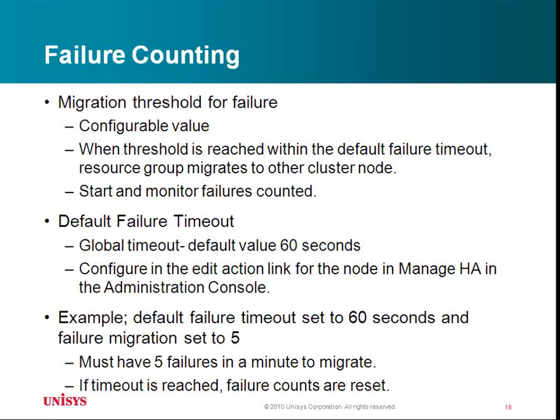Now if it's an intermittent failure, typically what happens is that the failure timeout will reset the failure count. So if you have an occasional failure once every week or even once every few minutes, you won't be getting any movement of the resource. The cluster will restart the resource, make sure it's up, and then the failure counts will reset.